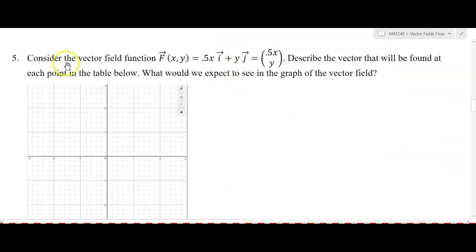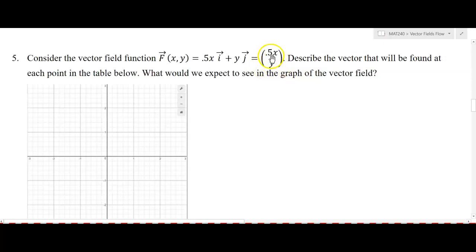So let's take a look at an example. Consider the vector field below, F of x, y equals 0.5x i plus y j, which can be written in vector form as 0.5x, y. Describe the vector that will be found at each point in the table. What would we expect to see in the graph of the vector field? So if I look at this and I think about how do x and y influence the output vector, I see that the larger the x and the y, the larger this vector will be. I mean, multiplying something by 0.5 will not make it larger, but for very large x, 0.5 of x will be a large number. And similarly, for large y, 1 times y will be a large number as well.